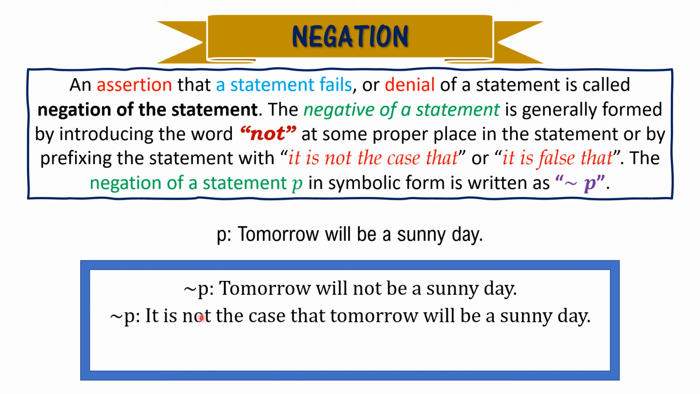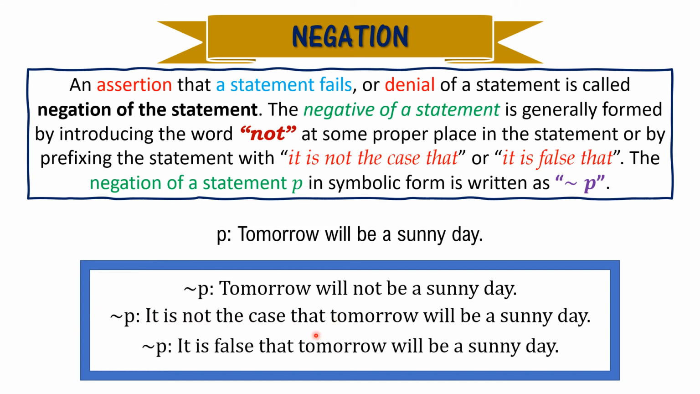So we have the prefix here: it is not the case that. Next, we have it is false that tomorrow will be a sunny day. So we use the prefix it is false that. So we have three ways of writing a proposition into a negation. So this is it, this is a negation. Okay? That would be the solution.